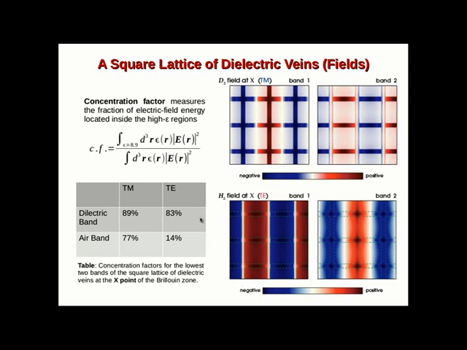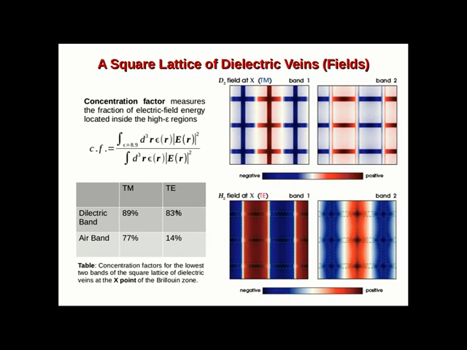In band 1, the DZ field is present inside the dielectric veins. So obviously the electric field energy is confined in the dielectric region. More of the electric field energy is concentrated in the dielectric region, so obviously the concentration factor for the dielectric band is higher.